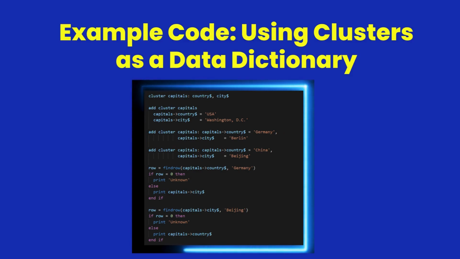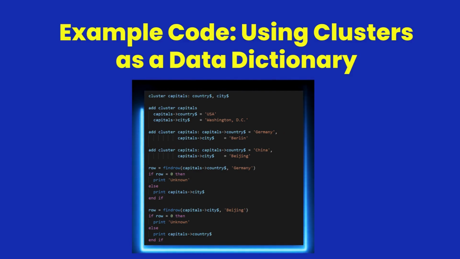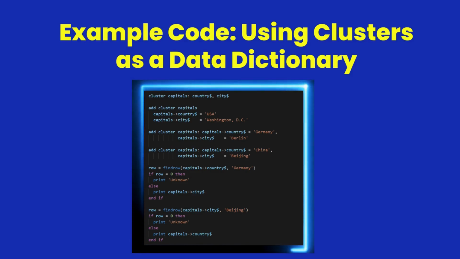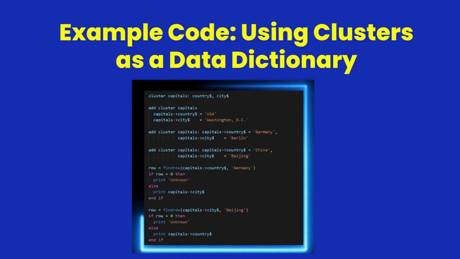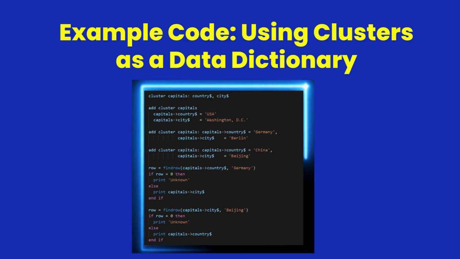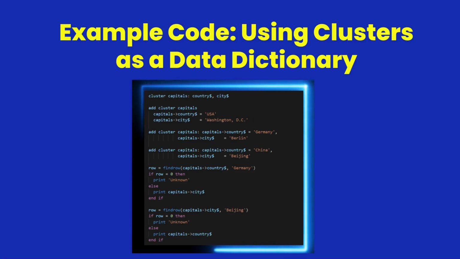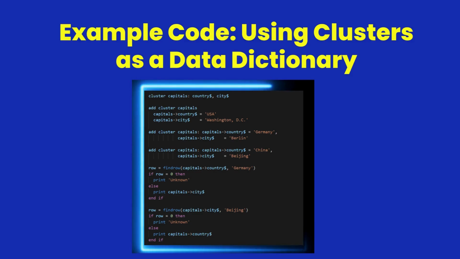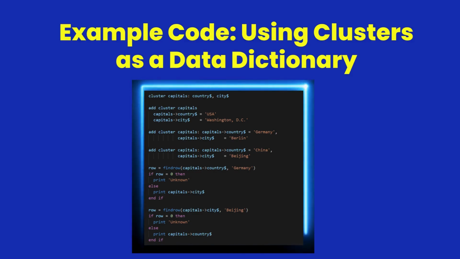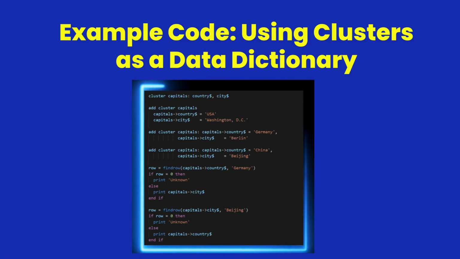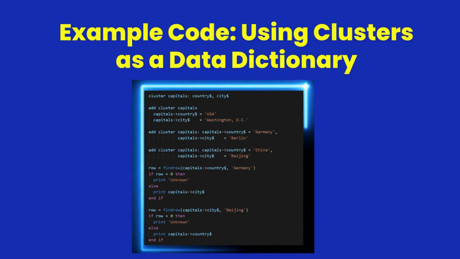Now, let's search for the capital city of Germany using the findRow function. If such a row is found, findRow returns the row number, and row is set to that number. If no such row is found, findRow returns 0. The if statement checks the value of row. If row is 0, it prints unknown. Otherwise, it prints the value of the city$ field from the found row, which would be Berlin.